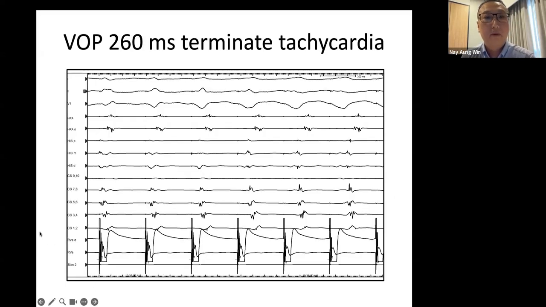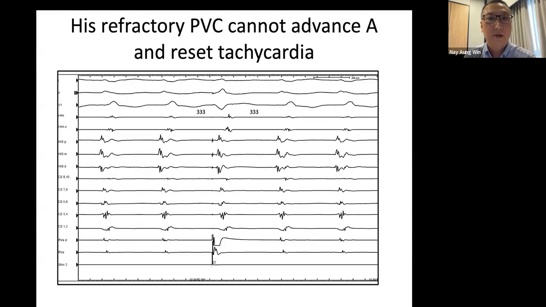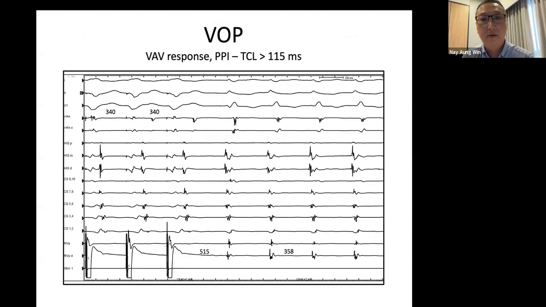So ventricular override pacing terminated the tachycardia, and we induced the tachycardia again by the HIS burst pacing. Another tachycardia with a cycle length of 330 milliseconds, long AH, short HA interval with the ultra short VA minus 35 milliseconds. So RSA at the HIS. So HIS repetitive PVC cannot advance next A and cannot reset the tachycardia. And ventricular override pacing shows the VAV response with a PPI minus TCL more than 115 milliseconds.